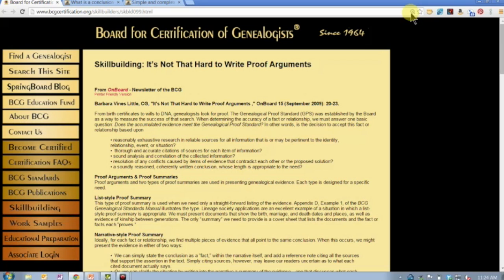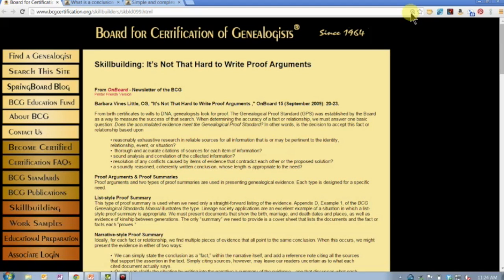This is from the BCG website. It's bcgcertification.org. And whether you want to be a certified genealogist or not, you have access to these resources, and they have some fantastic skill-building articles written by some of the best genealogists in the world. They also have some samples of proof arguments and proof summaries that you can look at in order to fashion or model your own research after.